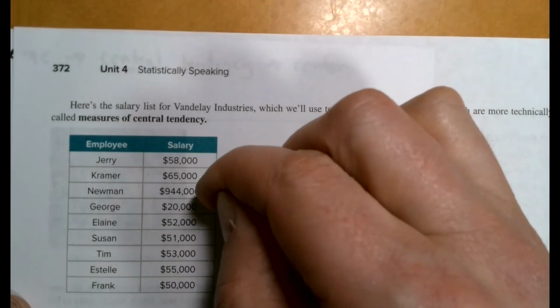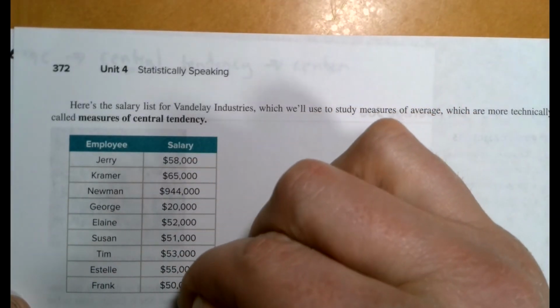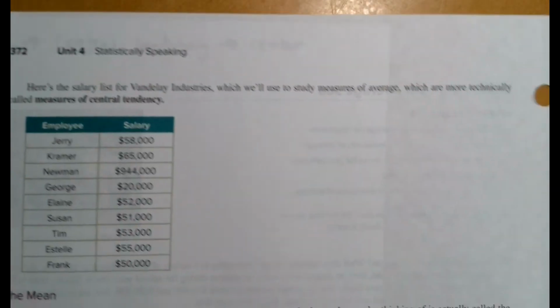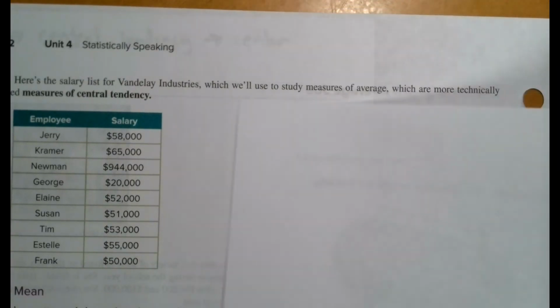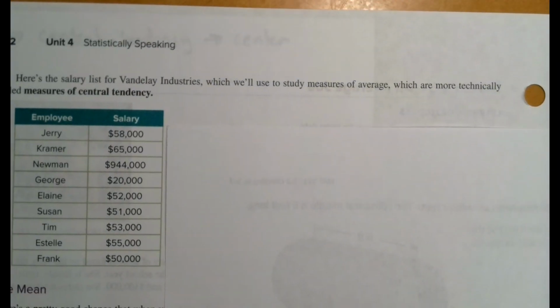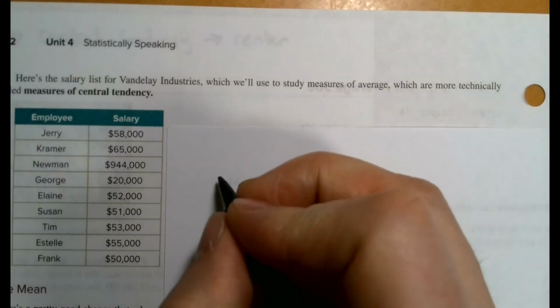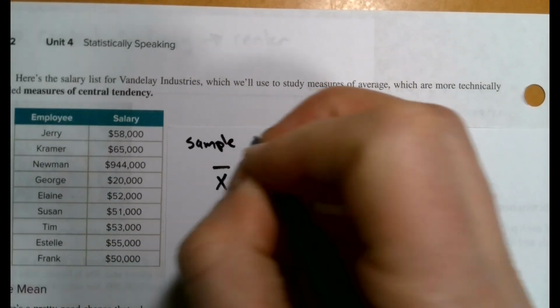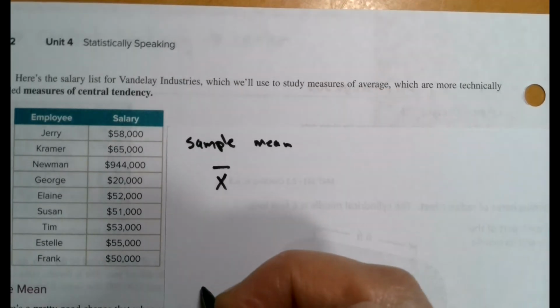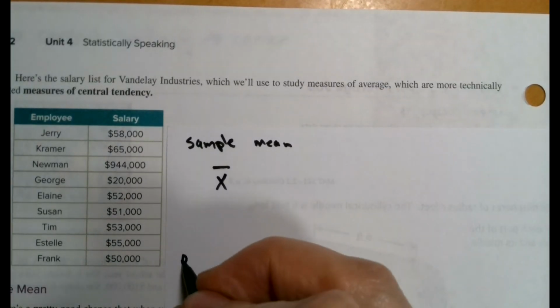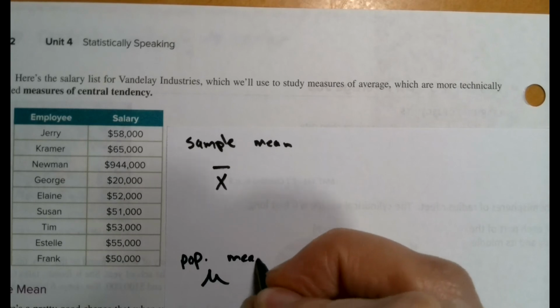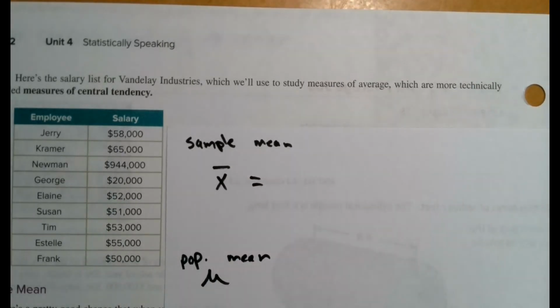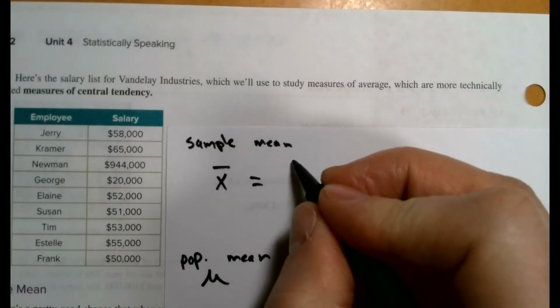There are 1, 2, 3, 4, 5, 6, 7, 8, 9 data values here. We're going to add all 9 of them together and then divide by 9. Now we use the symbol x bar. X bar is for sample mean, and we'll learn a little bit later that mu is for a population mean, if we had a population. So for now, don't worry about the symbols too much. Let's just show how we calculate this.